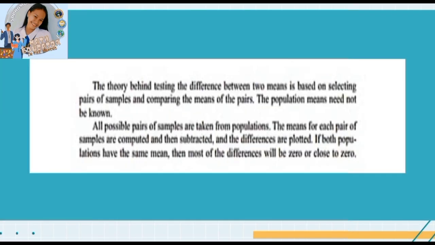The theory behind testing the difference between two means is based on selecting pairs of samples and comparing the means of the pairs. The population means need not be known. All possible pairs of samples are taken from populations. The means for each pair of samples are computed and then subtracted, and the differences are plotted. If both populations have the same mean, then most of the differences will be 0 or close to 0.